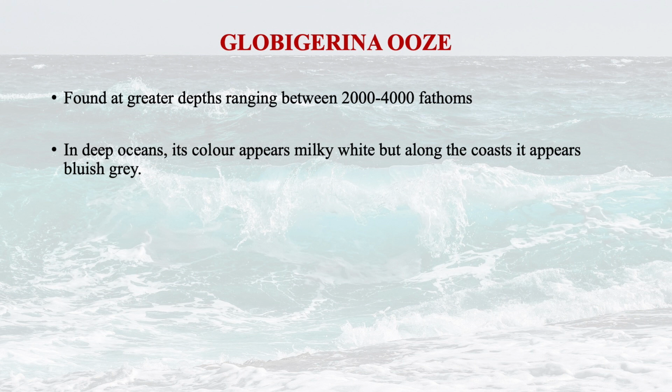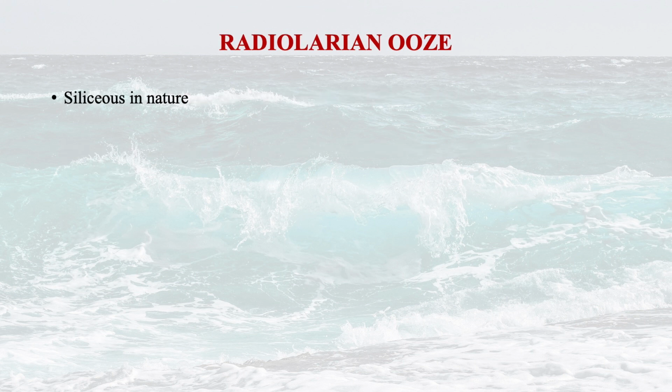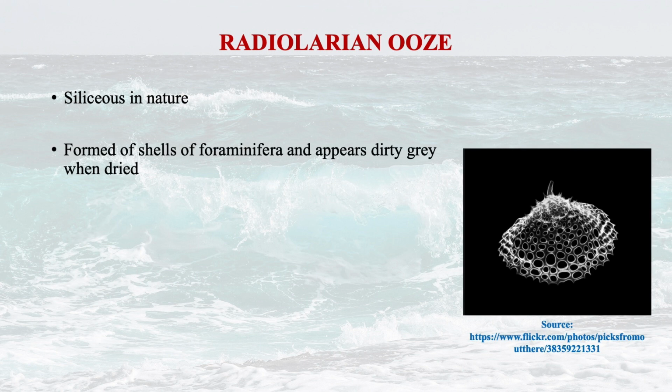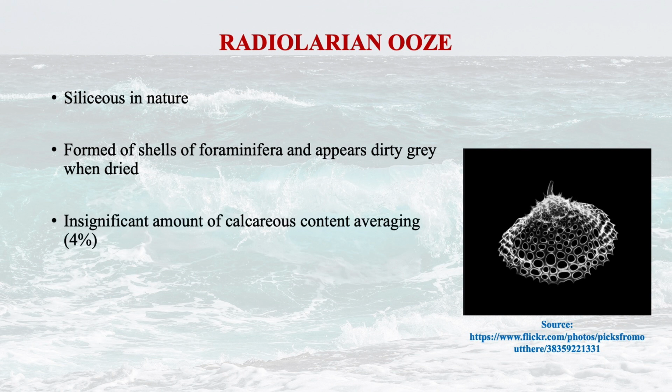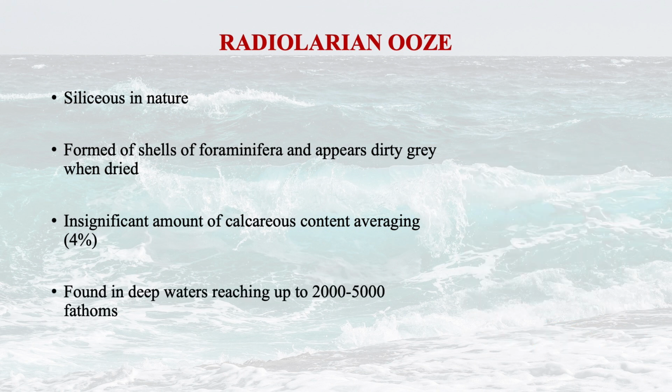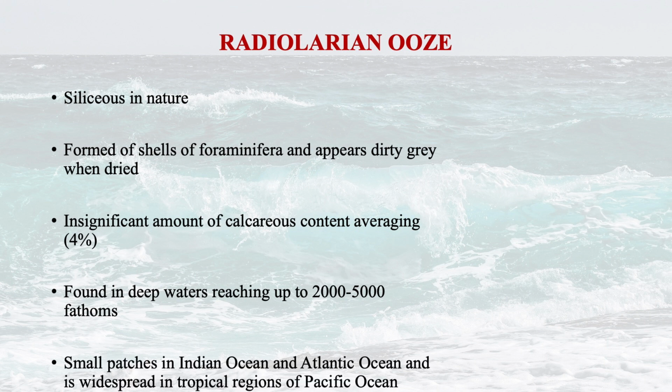Now coming on to radiolarian ooze, they are siliceous in nature and formed of shells of foraminifera and appear dirty grey when dried. Since they are siliceous, they have an insignificant amount of calcareous content, which is only of the order of about 4%, and they are found in deep waters reaching up to 2000 to 5000 fathoms, and small patches are found in Indian Ocean, Atlantic Ocean, and is widespread in tropical regions of Pacific Ocean.